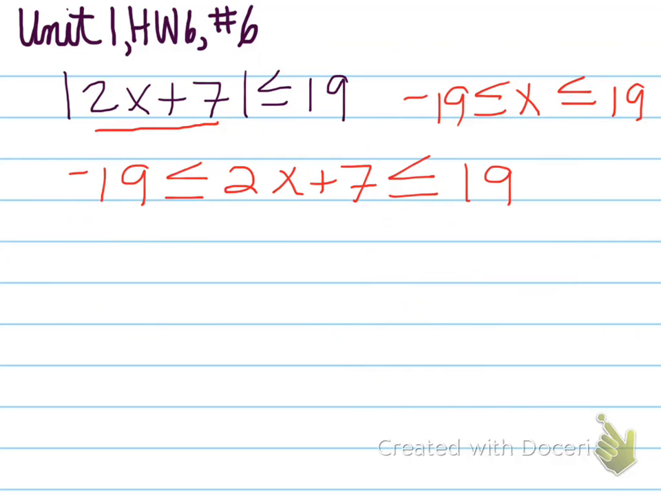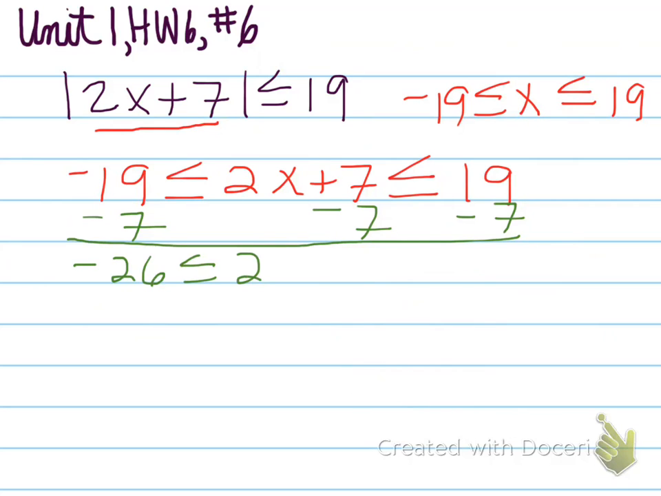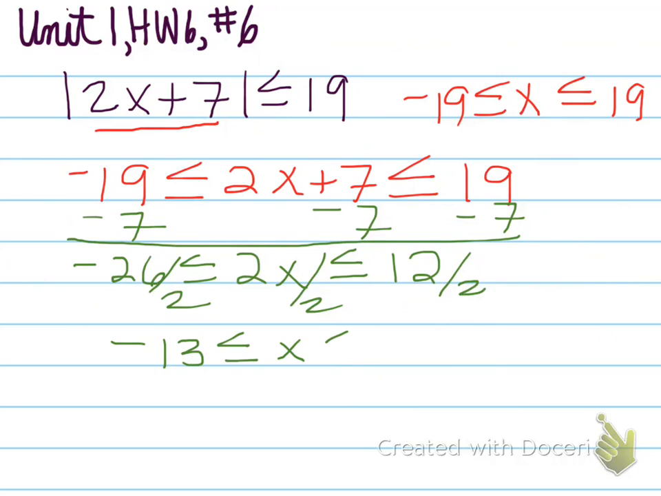Now we'll solve this. Let me change colors here. So we will subtract 7 from each part. So now we have negative 26 is less than or equal to 2x, which is less than or equal to 12. Divide by 2 in each part. So we have negative 13 less than or equal to x, which is less than or equal to 6. Now, we need to write this in interval notation.